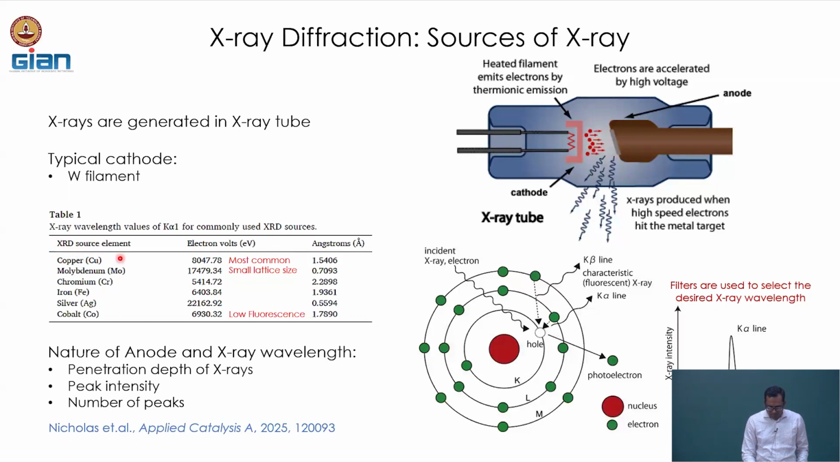The typical benchtop XRDs that we have in our academic institutions or scientific labs have copper as the anode source. This is very popular, the most common, and as you can see, the wavelength of the X-rays coming from this source is roughly 1.54 angstrom.